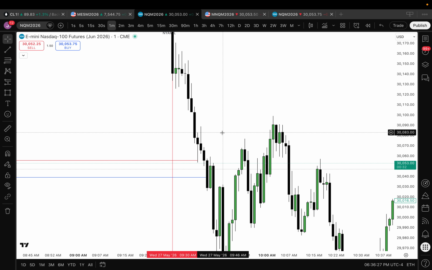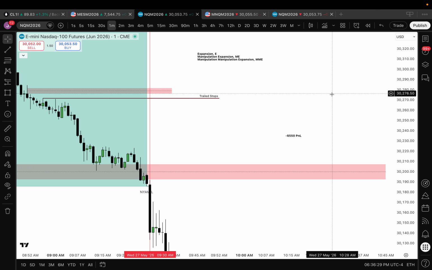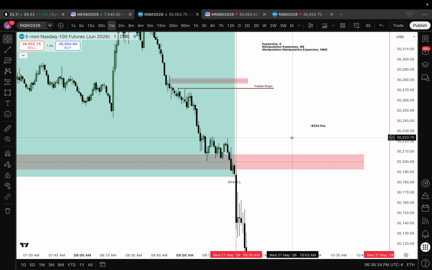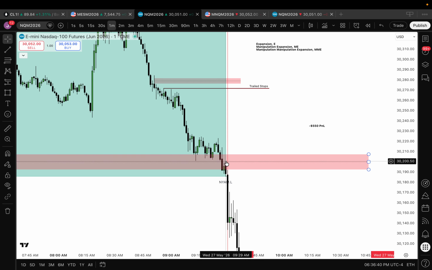But these days on the 1 minute chart are a lot easier to trade. You just have to make sure you know it's that day. So if today were manipulation expansion, price would have gone up here to reach these highs because it has to do that.